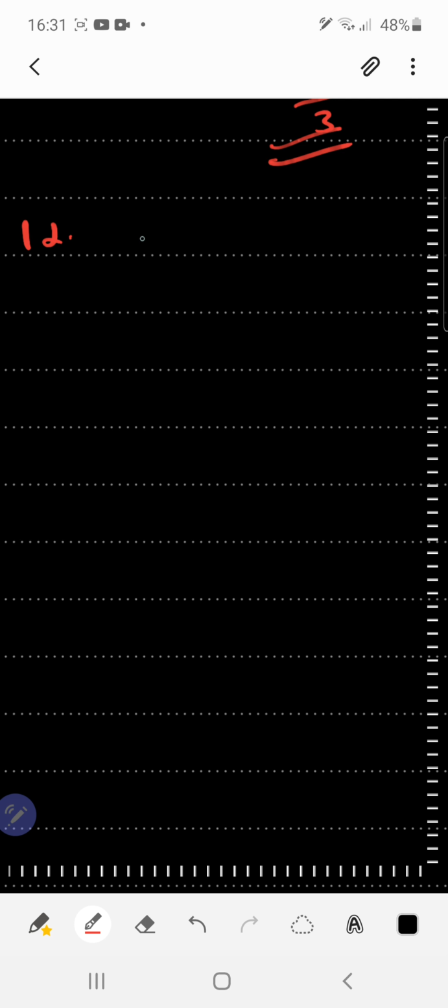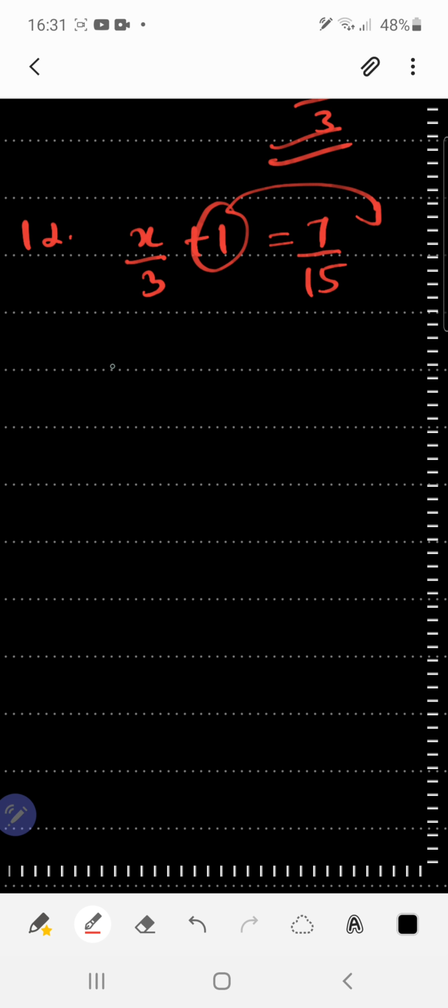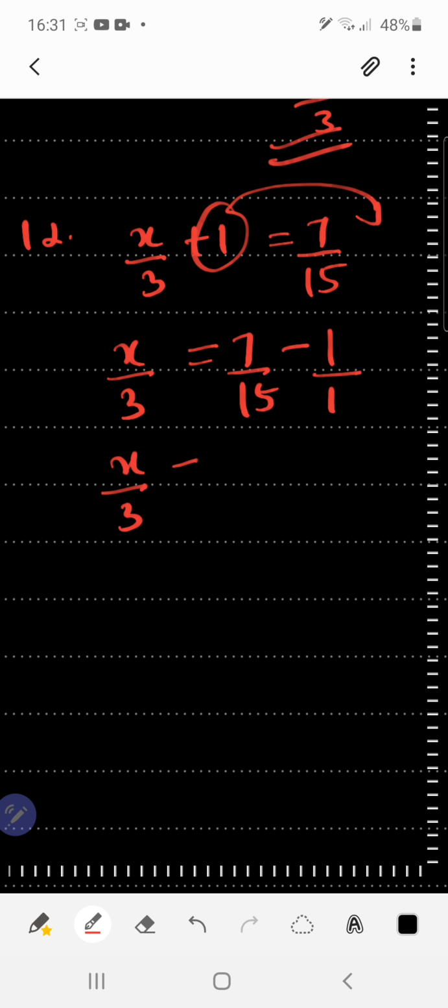Problem number 12 says x upon 3 plus 1 is equal to 7 upon 15. My dear kids, if you want to take this number on this side, so it will be x upon 3 is equal to 7 upon 15 minus 1. The plus 1 will go on that side and become minus 1. Under it there is nothing, meaning 1. X upon 3 will be as it is.